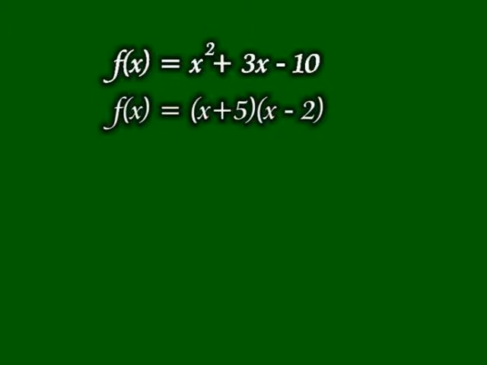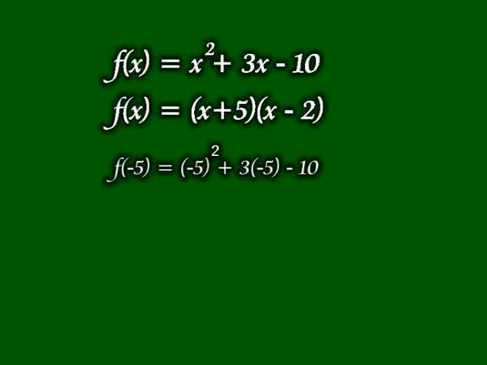f(-5/1) should equal 0 because x + 5 is a factor. f(-5/1), or just f(-5), is equal to (-5)² + 3 times -5 - 10, which is equal to 25 - 15 - 10, which is equal to 0.